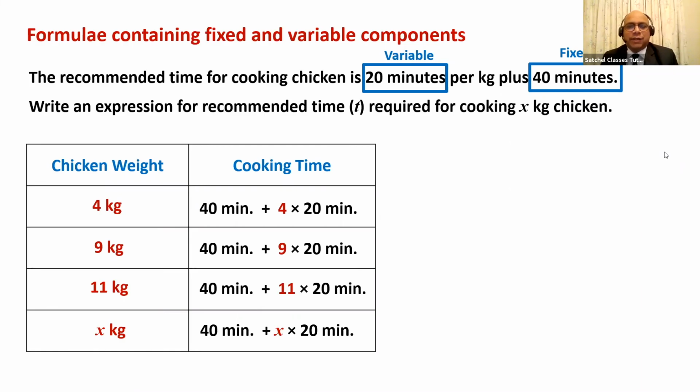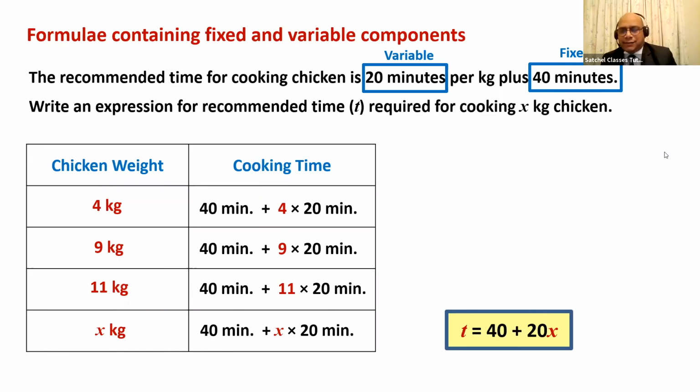Because for every kg, you'll account for 20 minutes of cooking time. So for X kgs, you'll account for X times 20. A fixed 40 and a variable of X times 20. That's your total cooking time, which is given by the letter T. So your formula would finally be T equals 40 plus 20x, right? 20 times X is 20x. So T equals 40, which is the fixed time, plus 20x. Because it's an X kg chicken, for each kg you spend 20 minutes. So for X kgs, it will be 20x. So the total time is T equals 40 plus 20x.